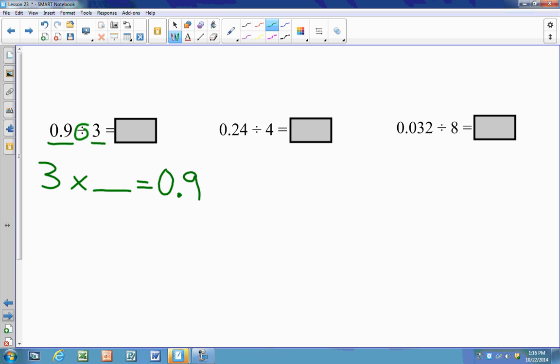So now I'm going to ask myself 3 times what number will give us just 9. I'm not going to worry about the decimal place yet. And we all know our facts of 3 times 3 is 9. So that's the first step.